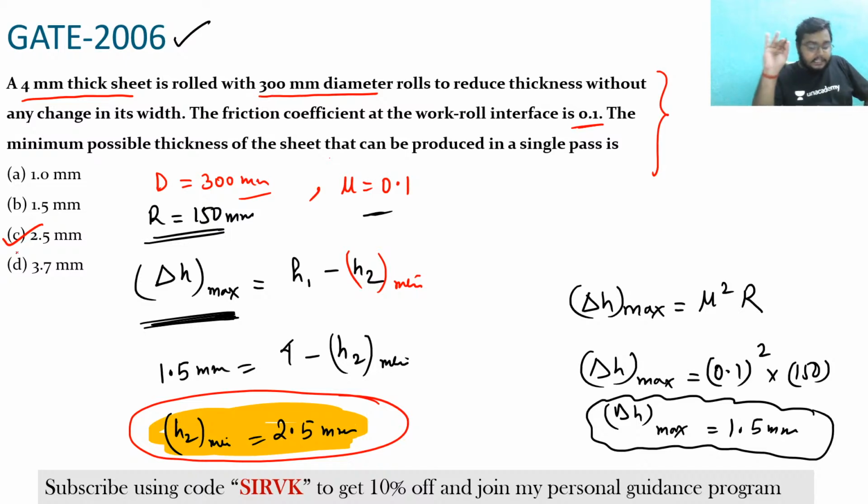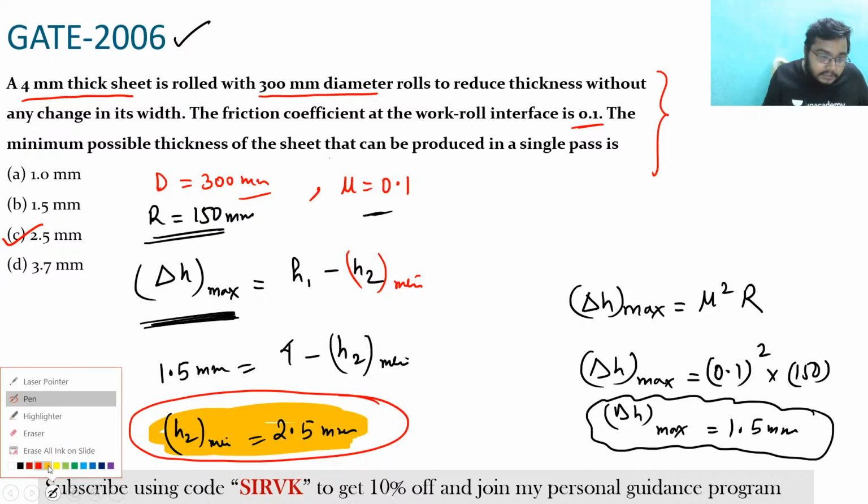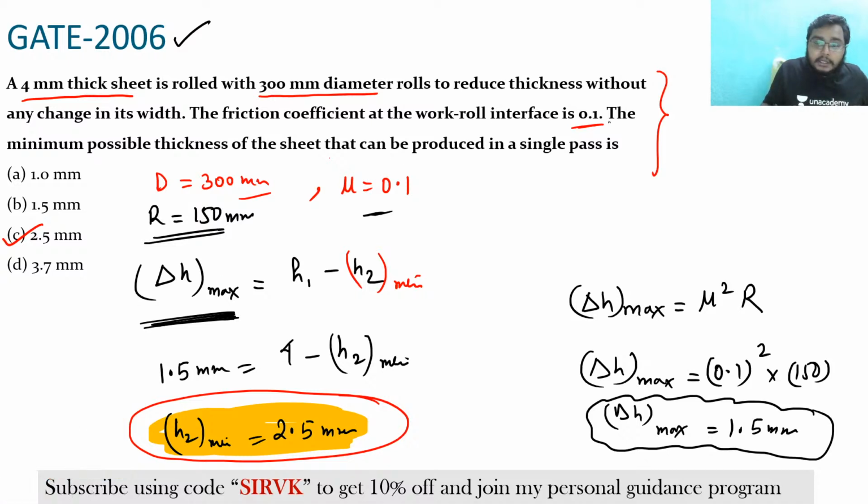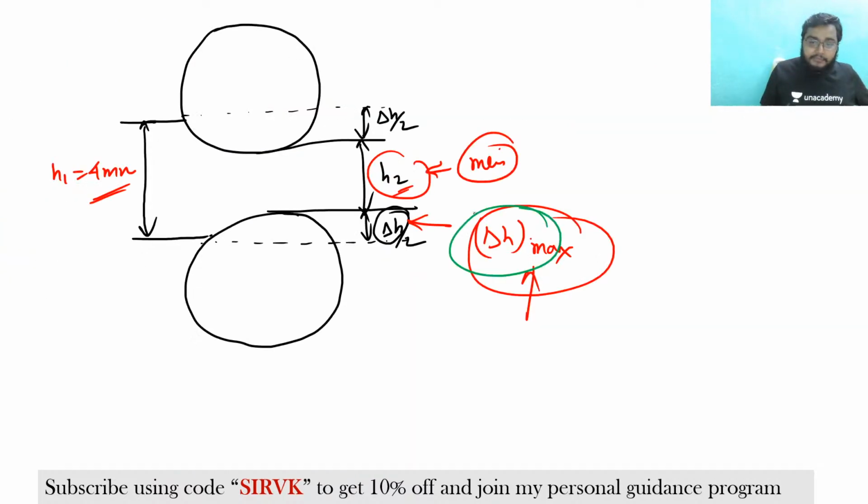See, understanding is very important, sir. See why I have explained it. If you could read it, the minimum possible thickness of the sheet that can be produced. So if the draft is maximum, definitely this is going to be minimum. This is the concept.